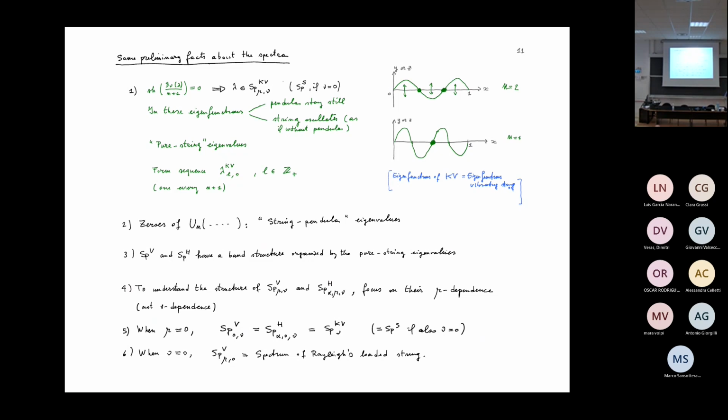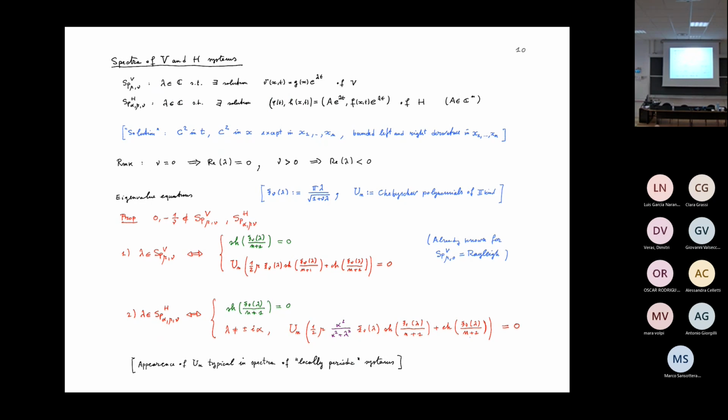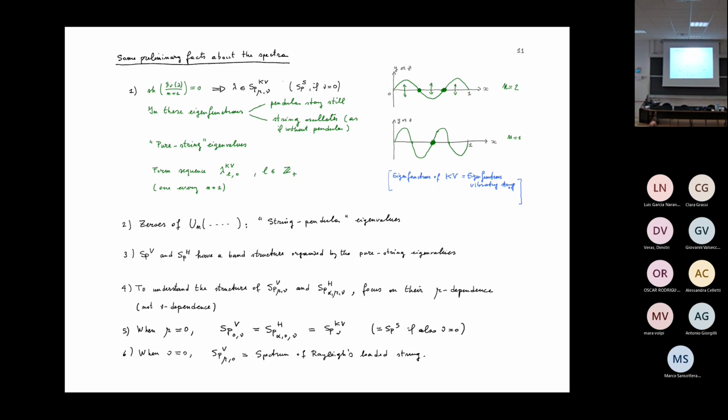This will persist to the spectrum of the coupled system. So there are these pure string eigenvalues in which only the string oscillates. Their interest is that they have an organizing role on the spectrum, as we will see. In the other eigenvalues, which are the zeros of these complicated functions, instead, both the pendula and the string oscillate. So we will call them string-pendula eigenvalues, where string and pendula oscillate. Okay, so what we are going to do is to try to understand the structure of these spectra, focusing on their dependence on mu, which is the mass of the pendula.